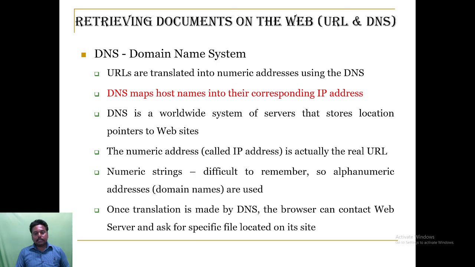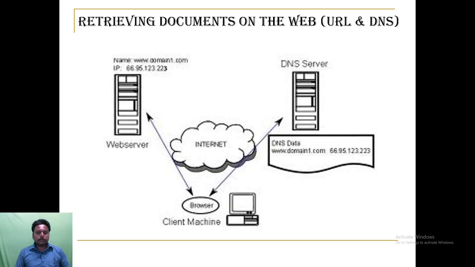The numeric address called the IP address is actually the real URL. Numeric strings like that are difficult to remember, so alphanumeric addresses are used. Once translation is made by DNS, the browser can contact the web server and ask for a specific file loaded on its site. This is a sample of DNS accessing.